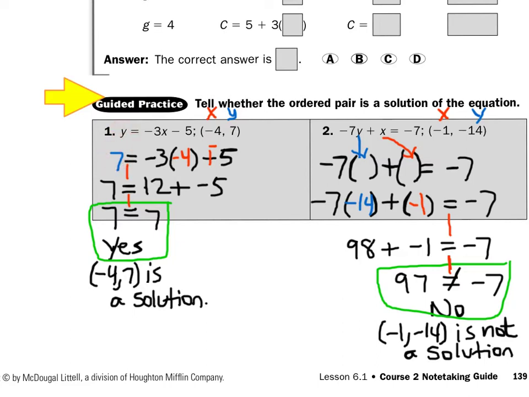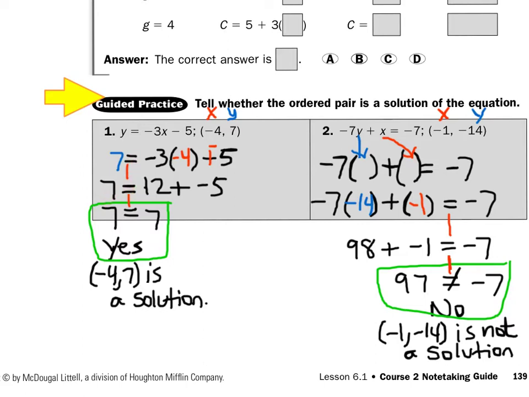I used my blue to show you. I copied the equal sign. I copied the negative 3. I put in negative 4 for x. And then I copied the minus sign and I copied the 5. And now, with my red, I added a line and changed the sign. Okay? So I just let the 7 come straight down.